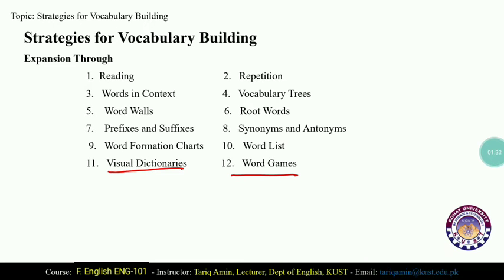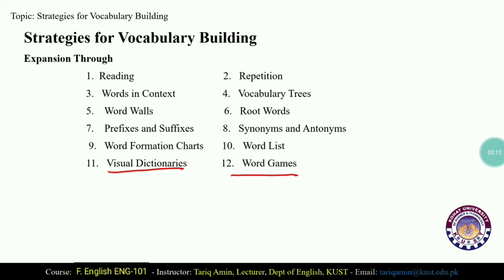In the previous class, we had discussed vocabulary. We had discussed aspects of knowing a word, and then at the end of the class we had discussed the importance of vocabulary. We had discussed that when you say that I know a word, or the word is known to me, it means that you know its form, its structure, its pronunciation, its grammar, its collocation, and its meaning, its denotative meaning, its connotative meaning, etc. It means that you know its form, its grammar, and its meaning.